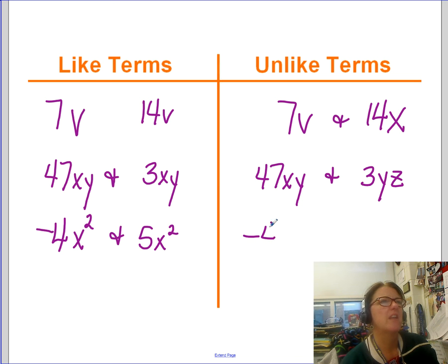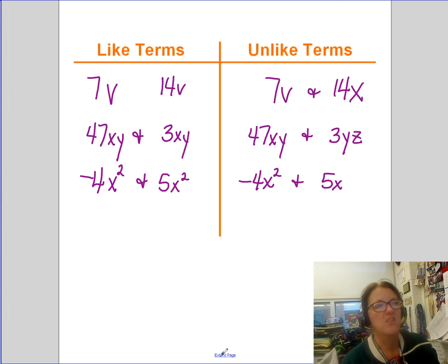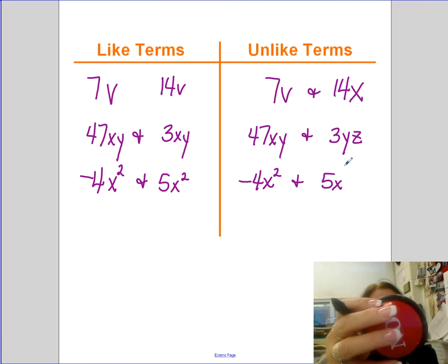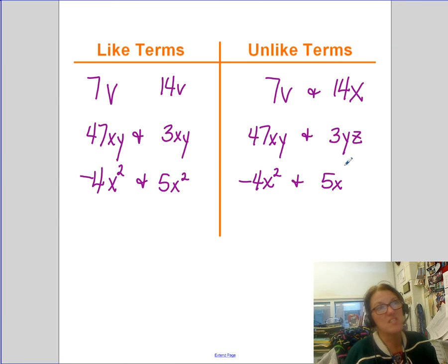But if I had negative 4x squared and 5x, whoa, actually, those guys aren't alike because it's not enough just to have the same letter. You also would have to have the same power of the letter, the same power of the variable. So here I have an x squared, here I have an x squared. They're alike. Over here, I have an x squared, and then I just have an x, or an x to the first power. Bzzzt, not alike. Remember my no button? No, no, no! Yeah, so these guys are not alike.